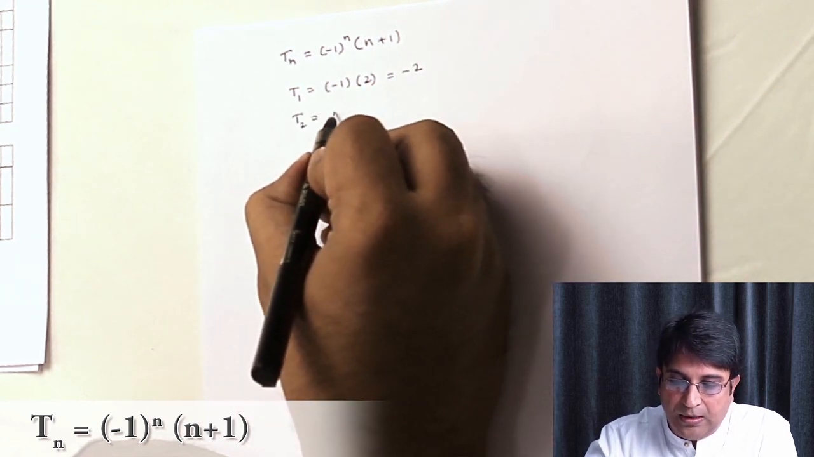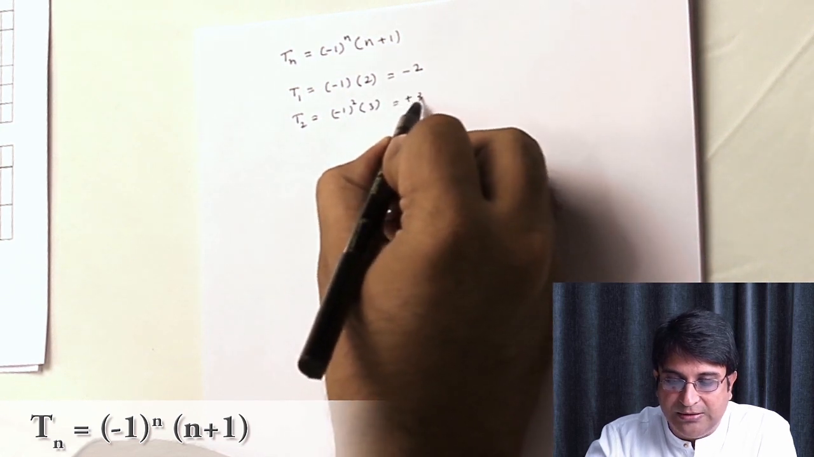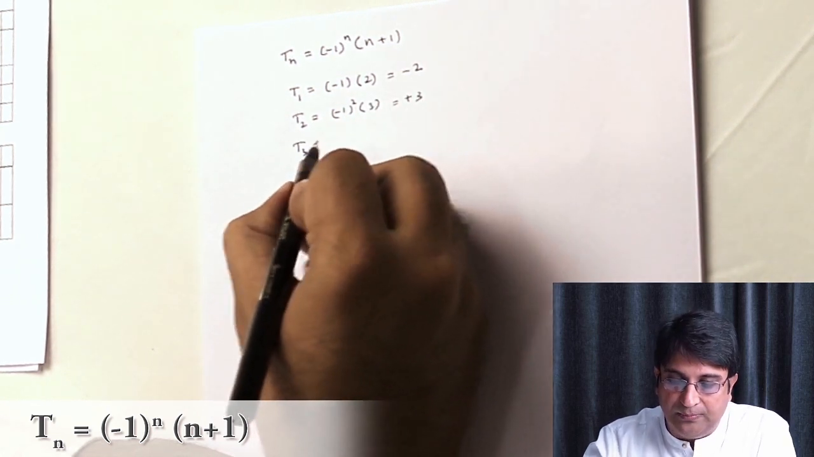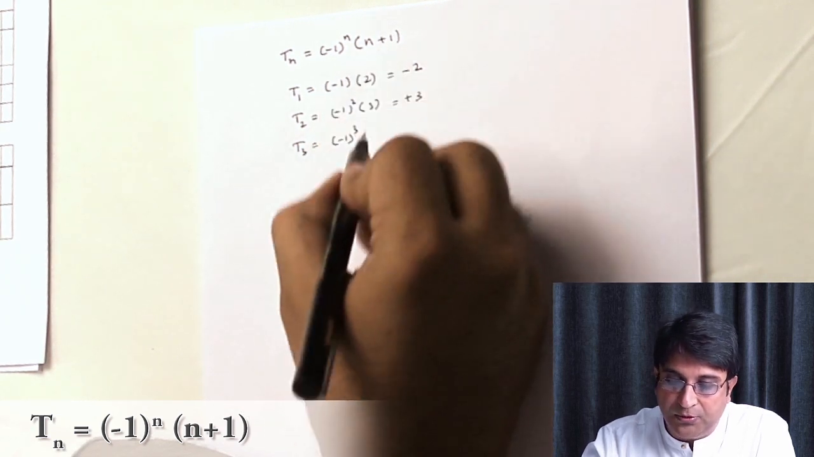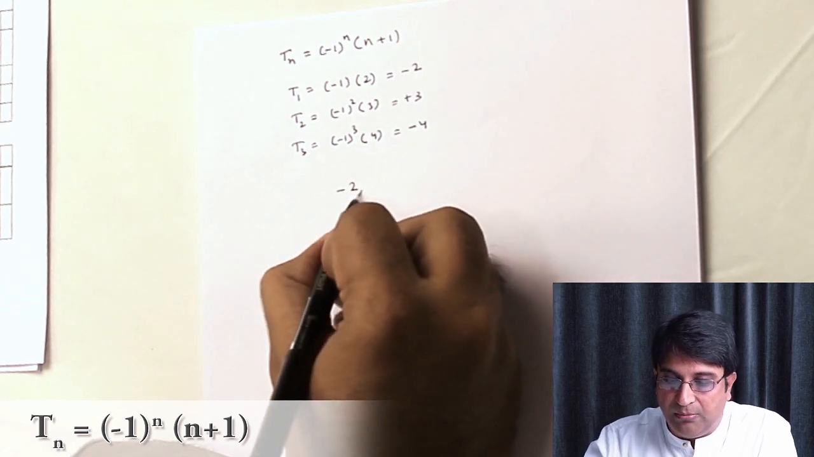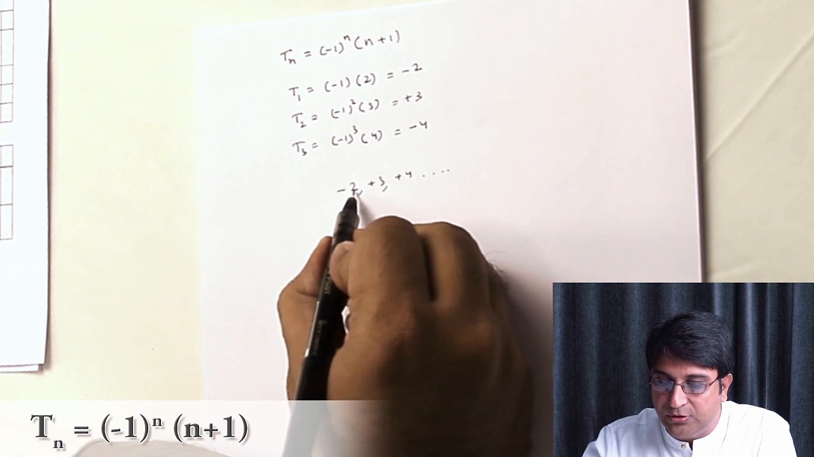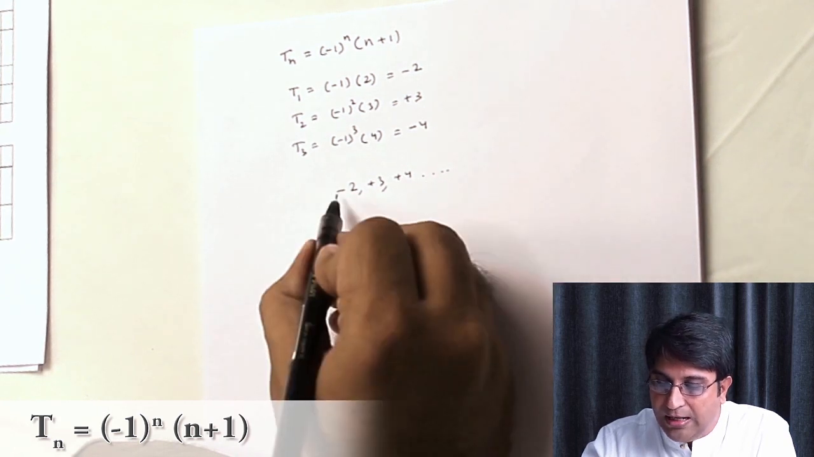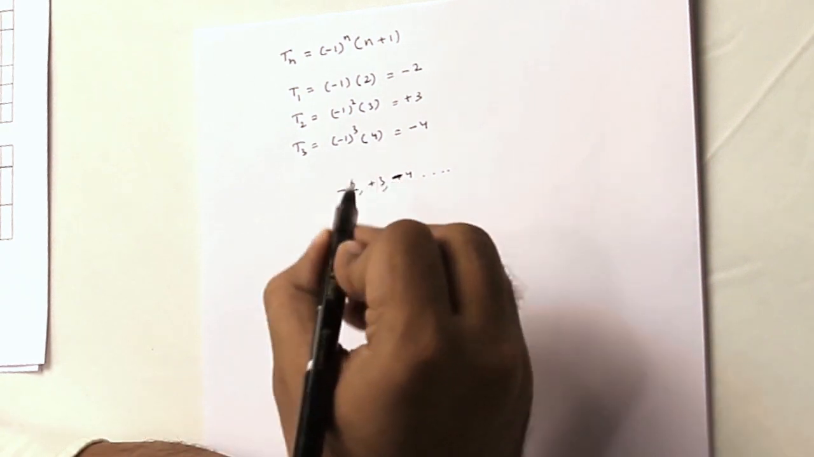Second one. Minus 1 square times 3. So it will be plus 3. Third term. Again you get minus 1 cube, which is just minus 1. And 3 plus 1 is 4. So you get minus 4. So what's the sequence? Minus 2, plus 3, minus 4, and so on. So see, this number just goes on increasing, 2, 3, 4 and so on, and the signs keep changing. So minus 2, plus 3, minus 4, and so on.